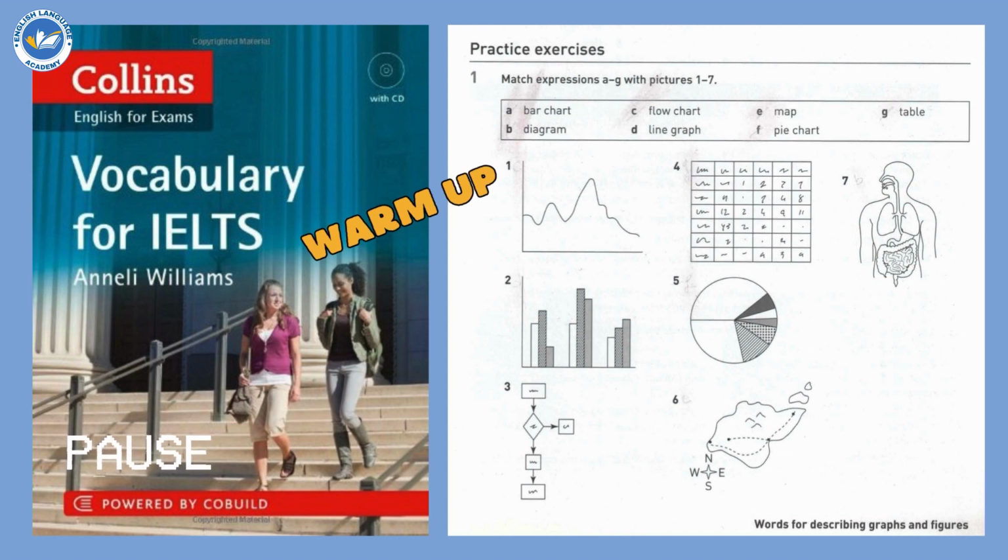Match expressions A to G with pictures 1 to 7. So we have A, bar chart, B, diagram, C, flowchart, D, line graph, E, map, F, pie chart, G, table. Pause the video now and see how many you get correct.